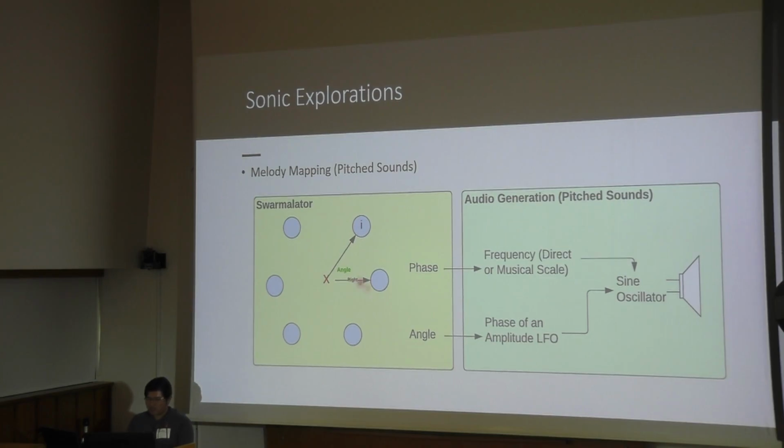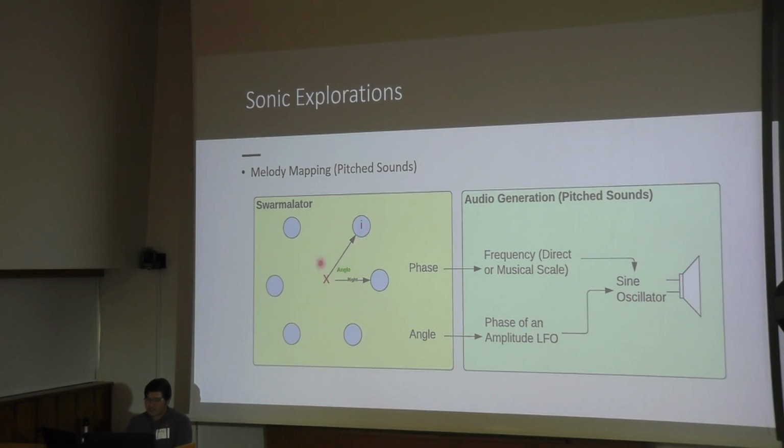Basically, what I'm using are the two main properties of a Swarmalator, phase and position. The phase I'm taking as it is, but for the spatial dynamics, I'm taking an angle, which is basically the angle between this right vector and the vector from the center of all the agents to a specific agent i.